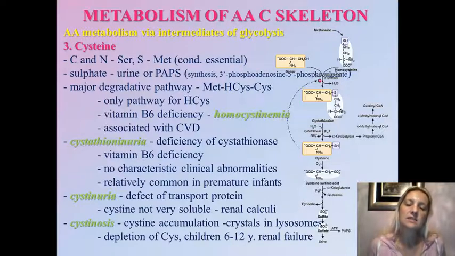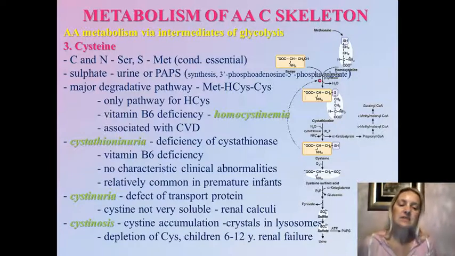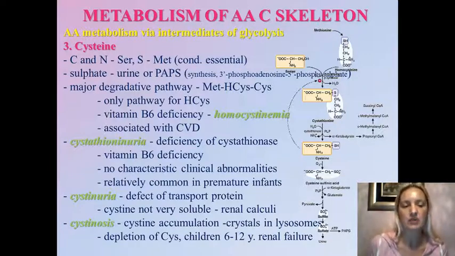Cystathioninuria is a disorder which arises from the deficiency of cystathionase, so this phase of the reaction, which also requires pyridoxal phosphate, is connected to vitamin B6 deficiency. But this disorder is not followed by characteristic clinical abnormalities. And this cystathioninuria is relatively common in premature infants.